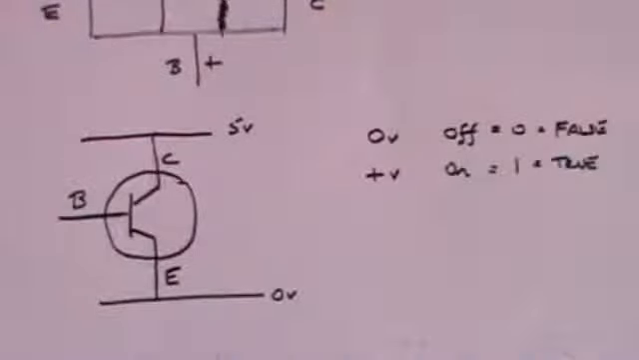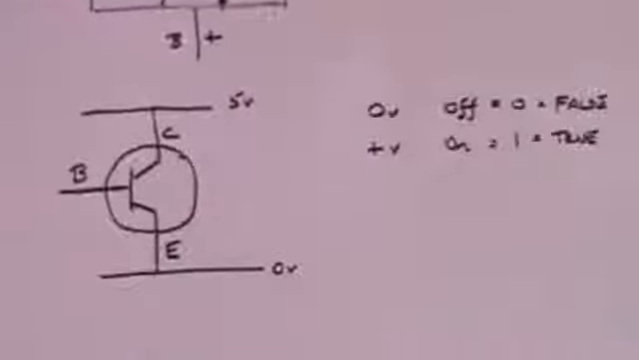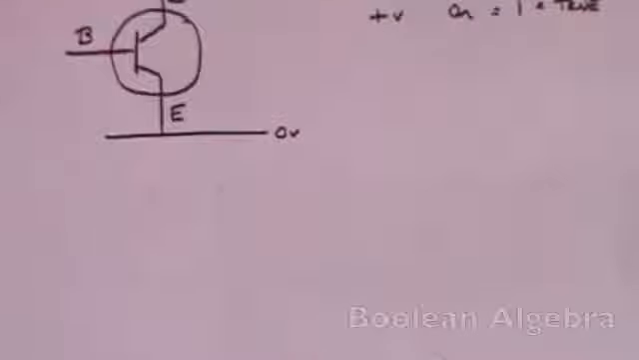Now, since we are looking at logic gates which are based on transistors, we must just temporarily abandon transistors to understand a little bit about what logic we're talking about. And this is known as Boolean logic, or Boolean algebra.